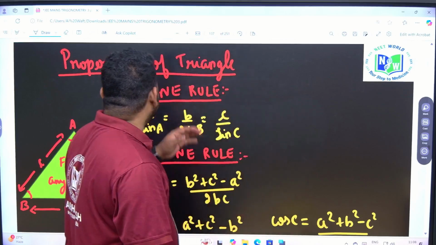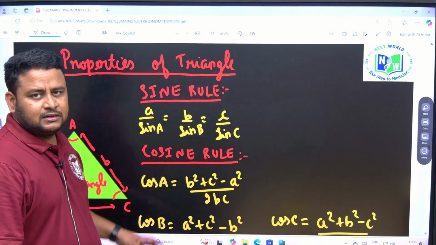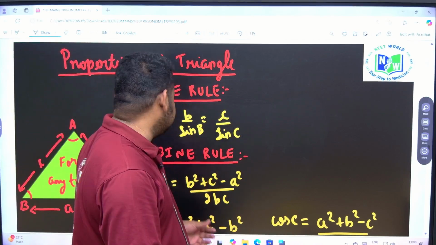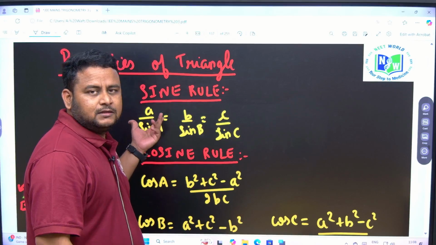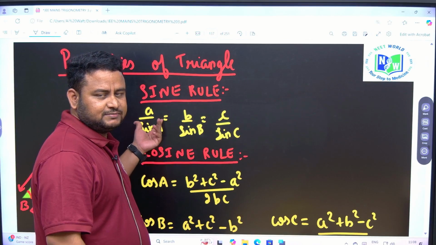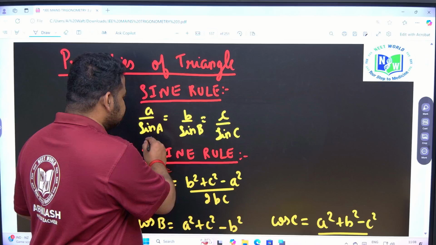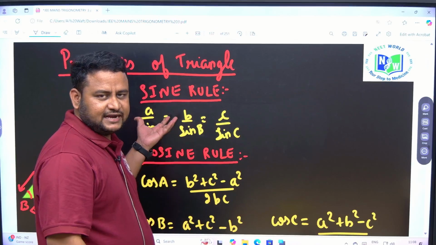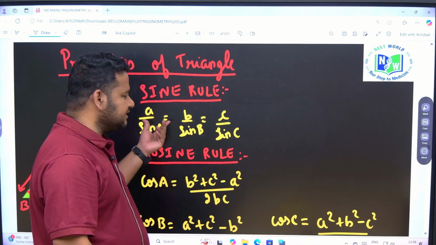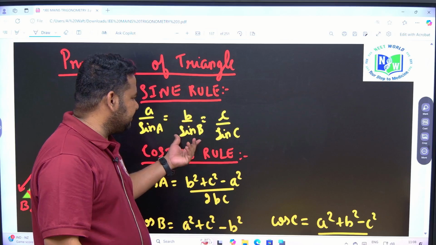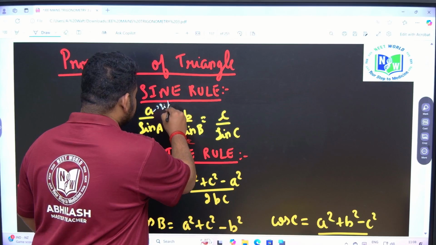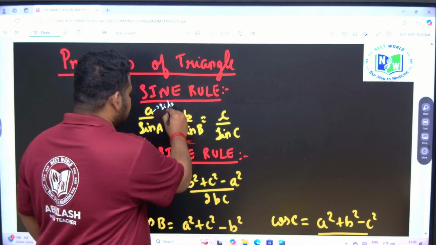Now coming to properties of triangle. Here you have to remember only two rules, sine rule and cosine rule. Sine rule, how to remember? See, sine rule is talking about the relation between a side and the sine of the angle opposite to it. So a by sine A is equal to b by sine B, and that is equal to c by sine C. These are sides, where a, b, c are sides of the triangle.